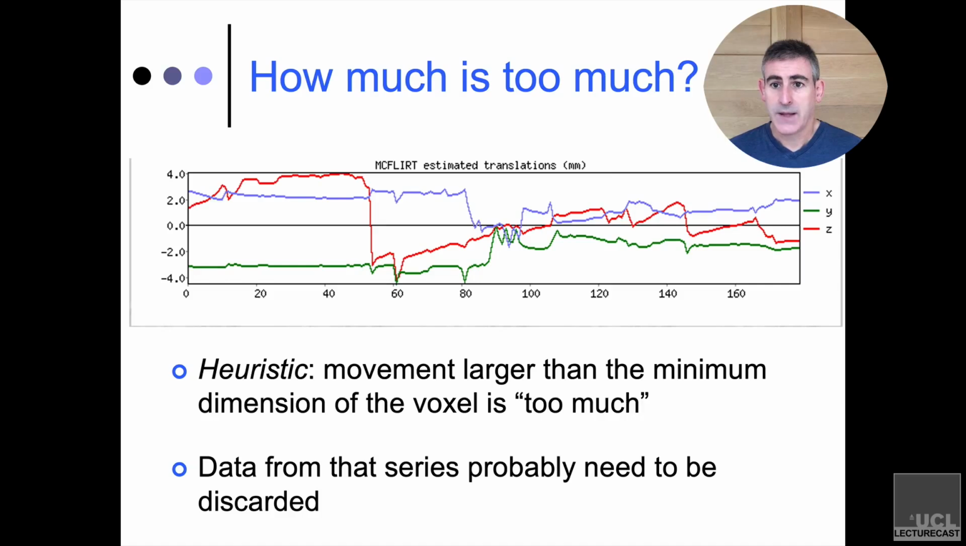However, the issue is, well, what if they were 2.9 millimeters? And you have to look at your data. It may be the case that that's still too much based on the way this person moved and it's introduced artifacts into your data. But what I would suggest is if it's more than the minimum voxel dimension, it is too much. And in that case, in all likelihood, you need to throw that data set out, which means that you have essentially noisy data from one participant.